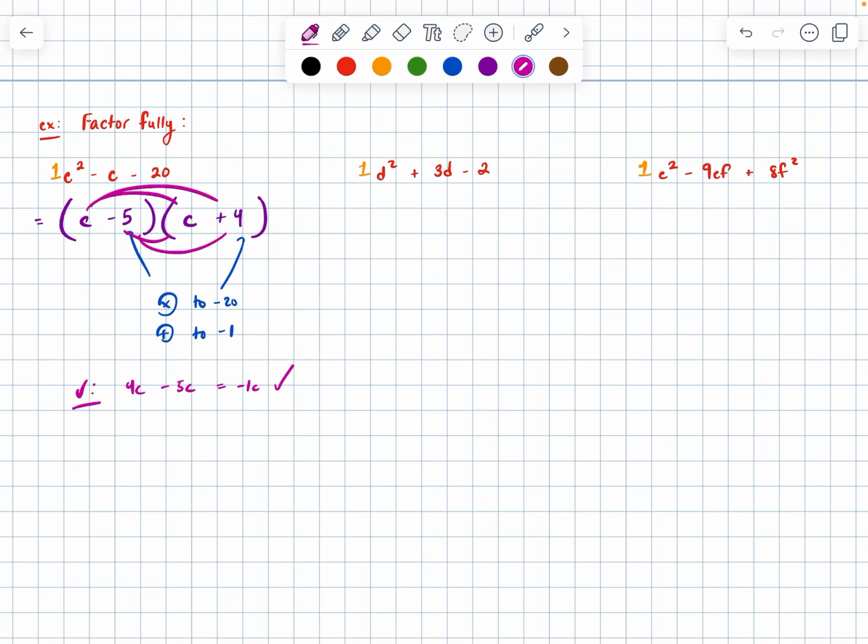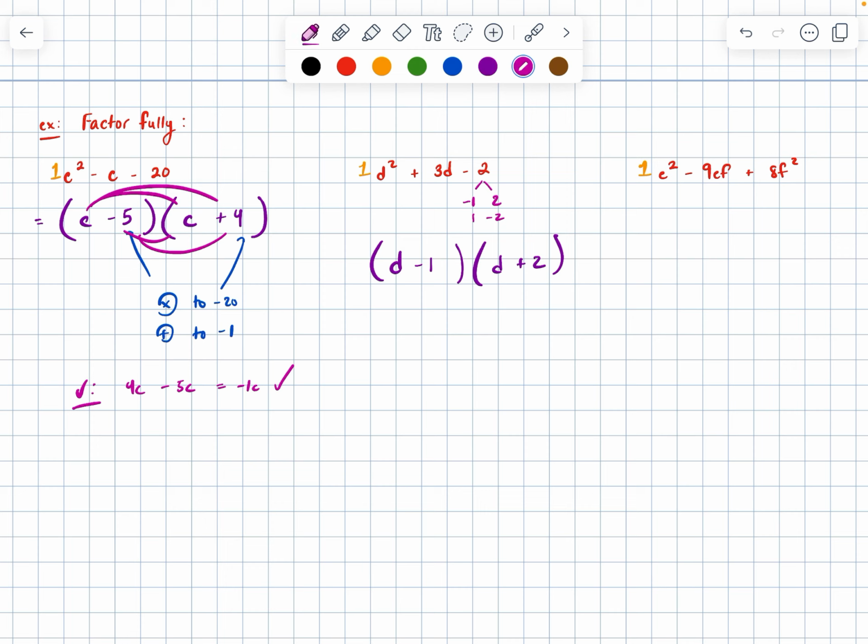Now for d squared plus 3d minus 2. Thinking again about factors of 2, this could only be either negative 1 times positive 2 or positive 1 times negative 2. So if I think about my options, that means either d minus 1 times d plus 2, or my other option would be d plus 1 and d minus 2.